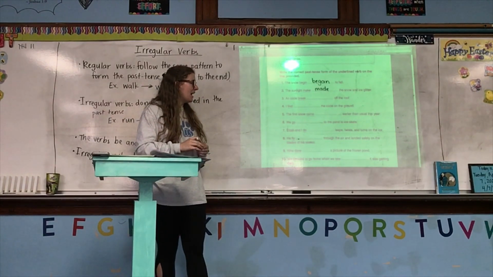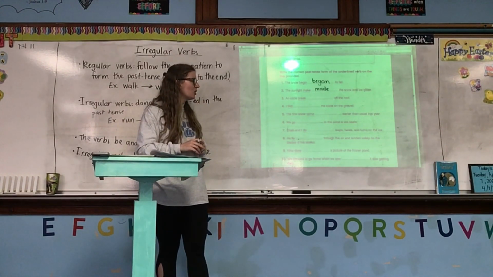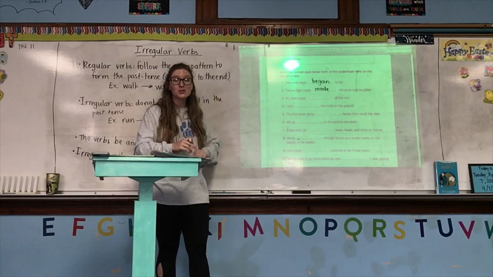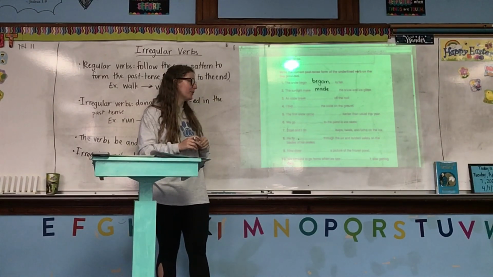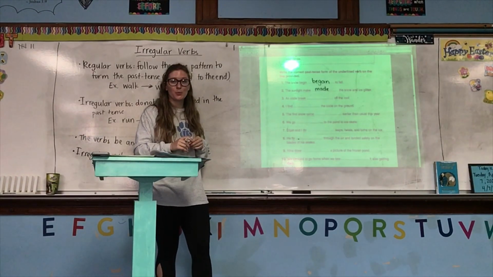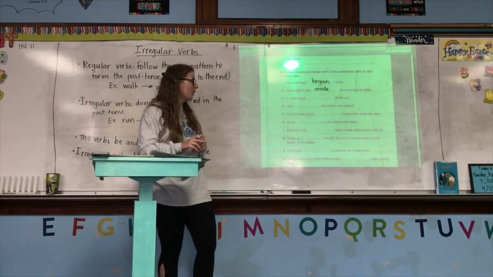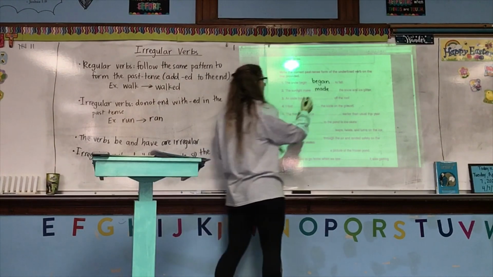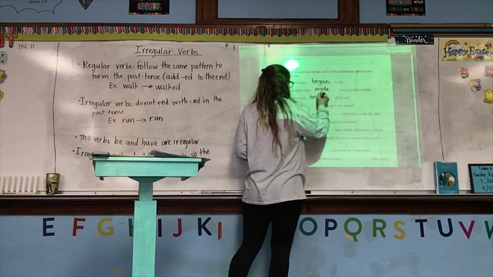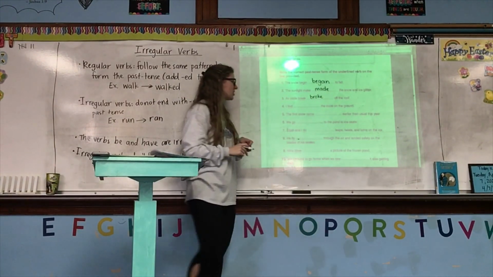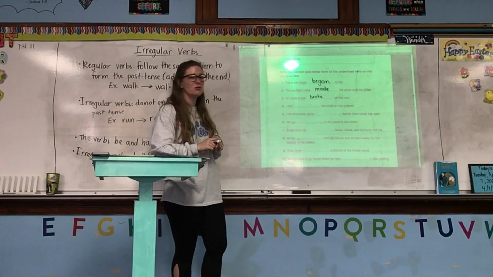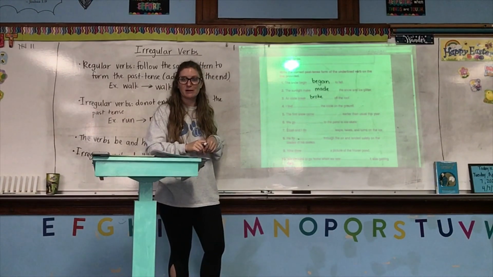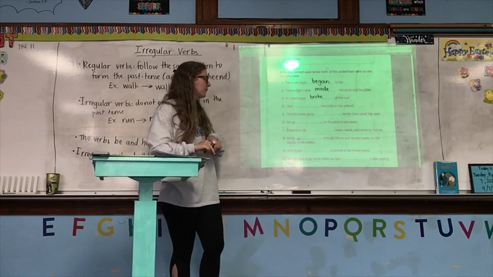Number 3, an icicle blank off the roof. We don't say an icicle braked off the roof. We say an icicle broke off the roof. So we change that EA to an O, and we move the E to the end for no other reason other than that's just how we do it.